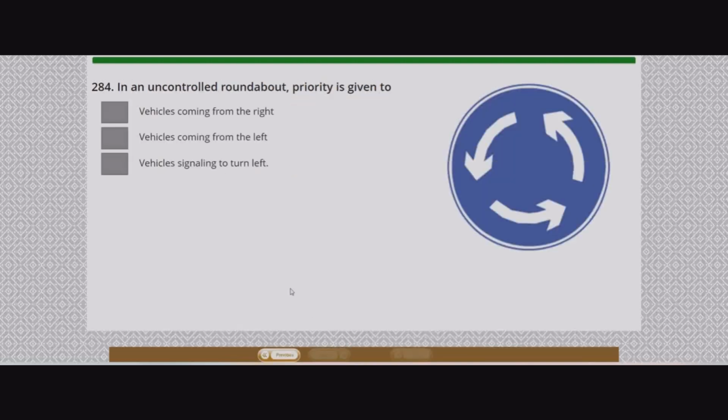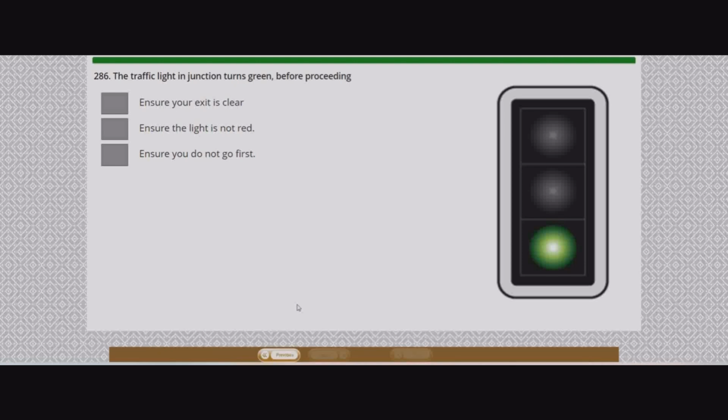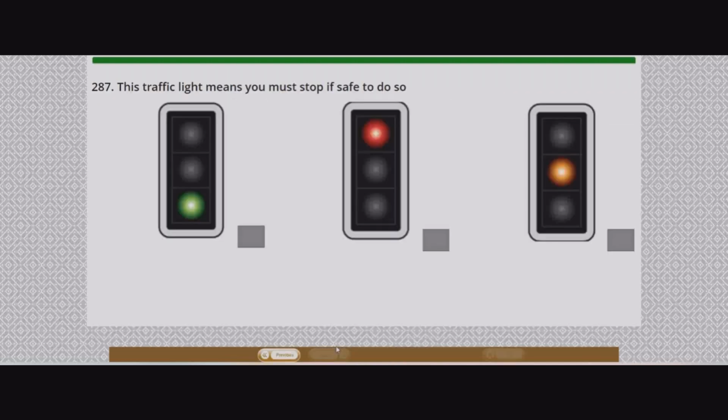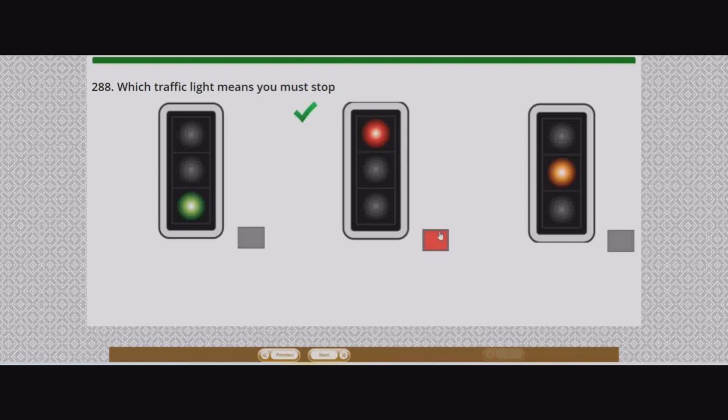In an uncontrolled roundabout, priority is given to vehicles coming from the left. The traffic light turned green. This means you may proceed if safe to do so. At traffic lights in junctions, wait for the light to turn green before proceeding. Ensure your exit is clear. This traffic light means you must stop if safe to do so. Third one. Which traffic light means you must stop? Second one.